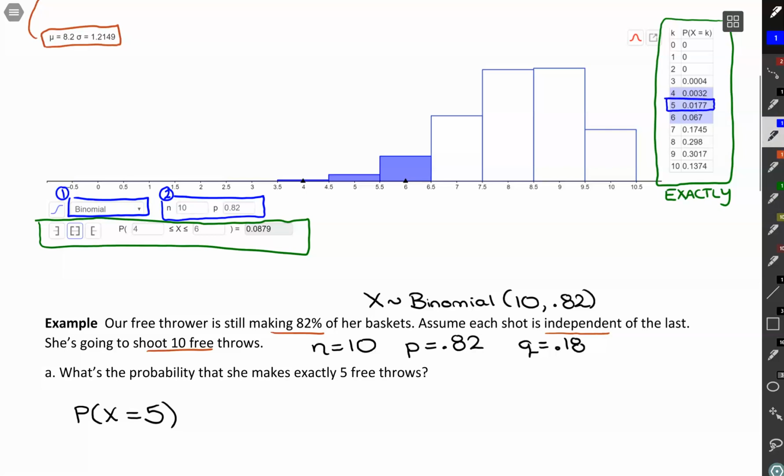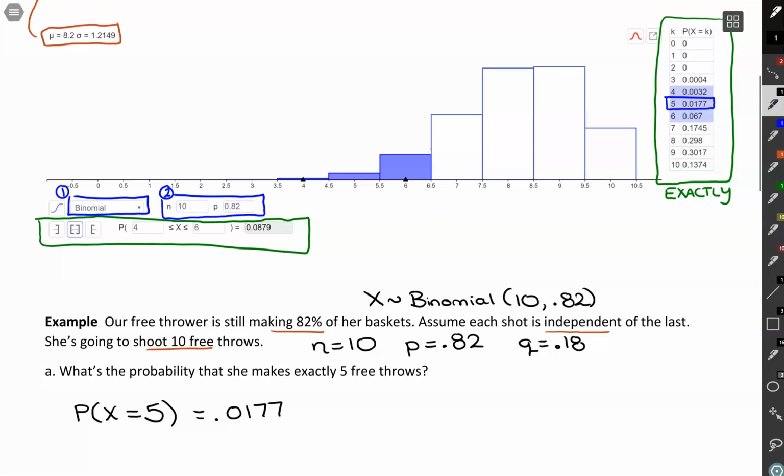So these values for k are the possible outcomes. So like 0 successes, 1 success, 2, 3, 4, and we want this probability that she makes 5 of the free throws, which has a matching probability of 0.0177. So in the background is that formula at work of thinking about number of successes, number of failures, and how many different ways can she make 5 free throws out of 10 tries. But without using that formula, what we can do is just grab the outcome from there.